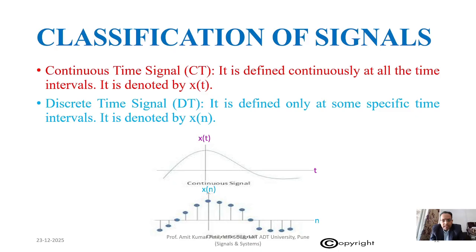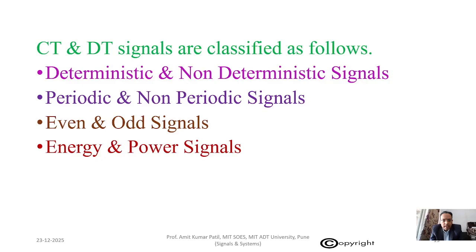And discrete time signal is the signal which is defined only at some specific time intervals. Thus the amplitude of the signal will exist only at some given time intervals, and that is known as the discrete time signal.